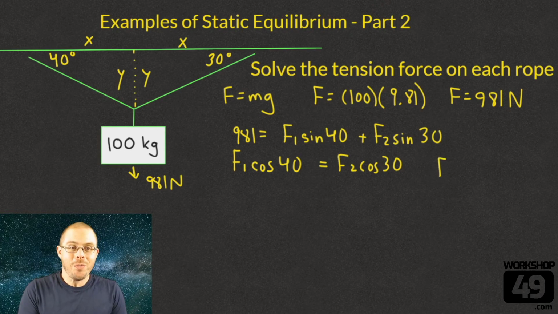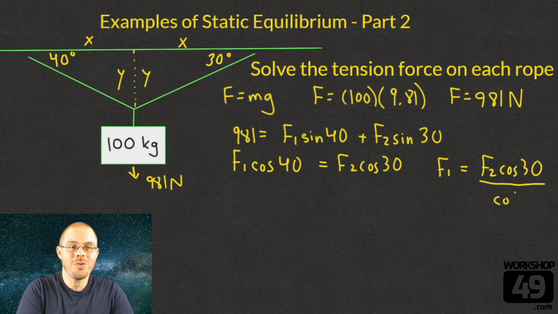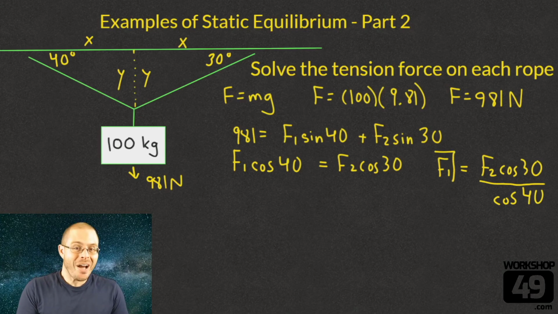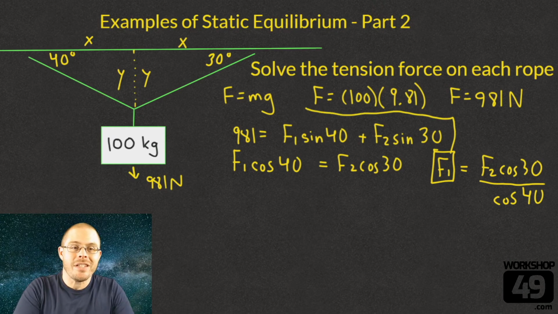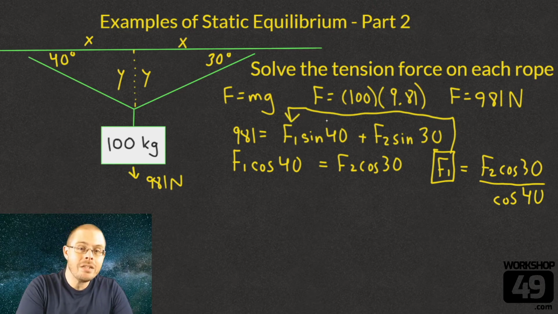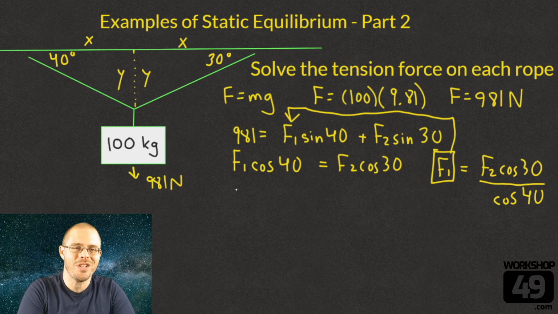But we don't know force 1 or force 2, but we can do substitution. We can rearrange that bottom equation such that force 1 is equal to force 2 cos 30 divided by the cos of 40. Now that we know what force 1 equals, we can substitute that back into the first equation. Yay for substitution!